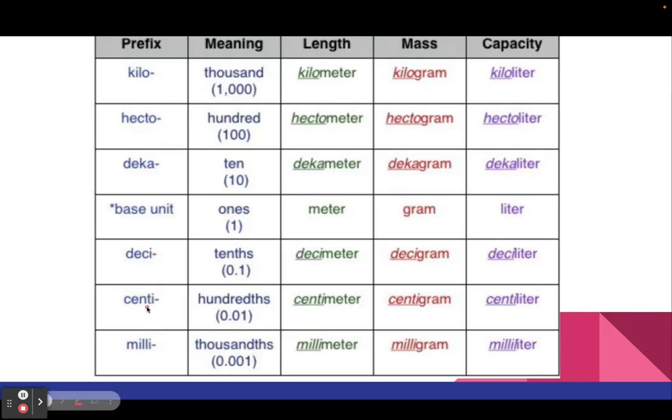A decimeter is 10 centimeters. And backwards, a decimeter is 1/10 of a meter, and a centimeter is 1/100th of a meter, and a millimeter is 1/1,000th of a meter.